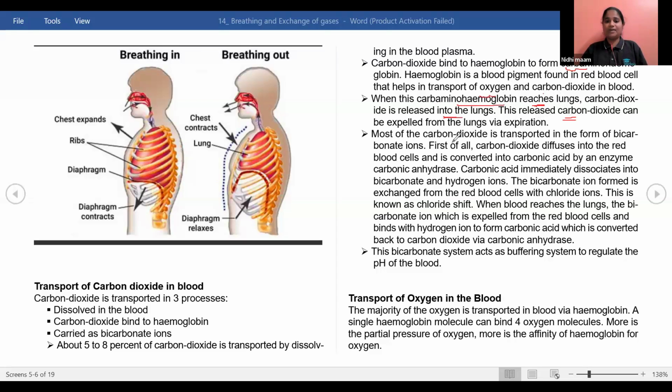Next, most of the carbon dioxide is transported in the form of bicarbonate ions. How? First of all, carbon dioxide diffuses, meaning it enters inside the RBCs and is converted into carbonic acid by an enzyme. Remember it, carbonic anhydrase. What is carbonic anhydrase? It is an enzyme which converts carbon dioxide into carbonic acid in red blood cells.